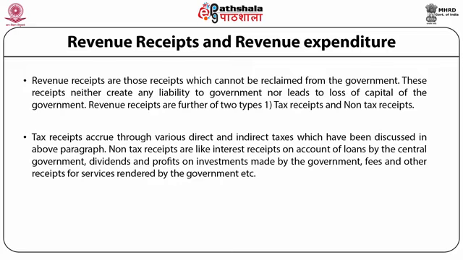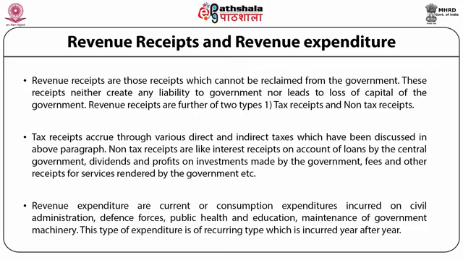On the other hand, revenue expenditure is current or consumption expenditure incurred on civil administration, defense forces, public health and education, and maintenance of government machinery. This type of expenditure is of a recurring type, which is incurred year after year.